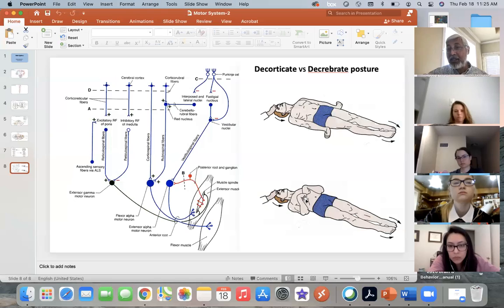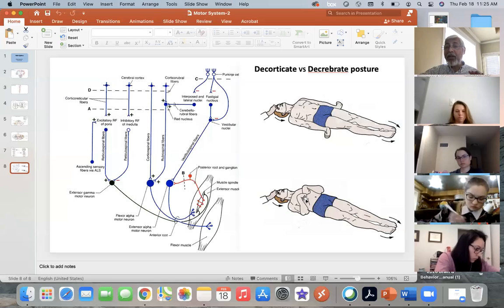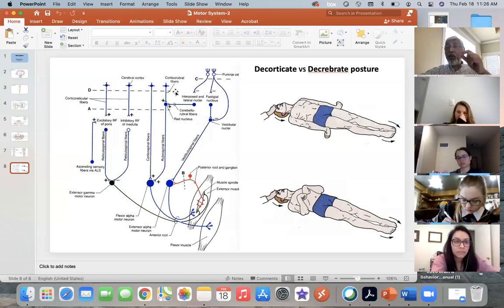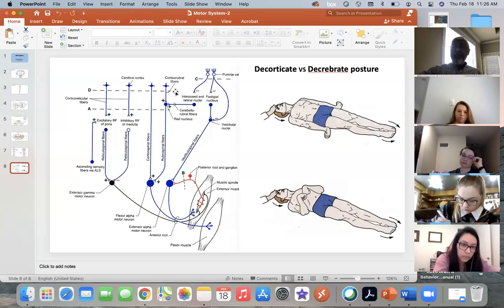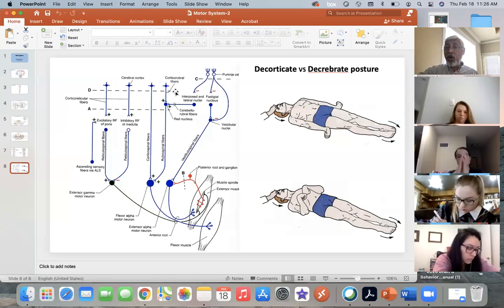Here, rubrospinal is intact. Not only is rubrospinal intact, it is not under the influence of the cerebral cortex anymore, because the cortex is not in the picture anymore. I disconnected the cortex by cutting around D. So rubrospinal doesn't have the negative influence of cerebral cortex. If that inhibition is gone, what will rubrospinal do?